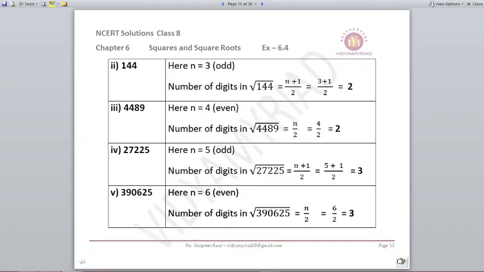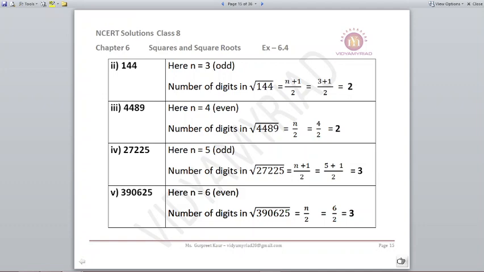Next, 144. It's a 3 digit. 3 digit means odd number. So I will do n plus 1 upon 2, that is 3 plus 1 upon 2, 4 upon 2, which gives me 2. So 144 will have the answer as 2 digit number, and you know square root of 144 is 12. If you remember the squares, then 12 is a 2 digit number. So you can cross verify your answer also.